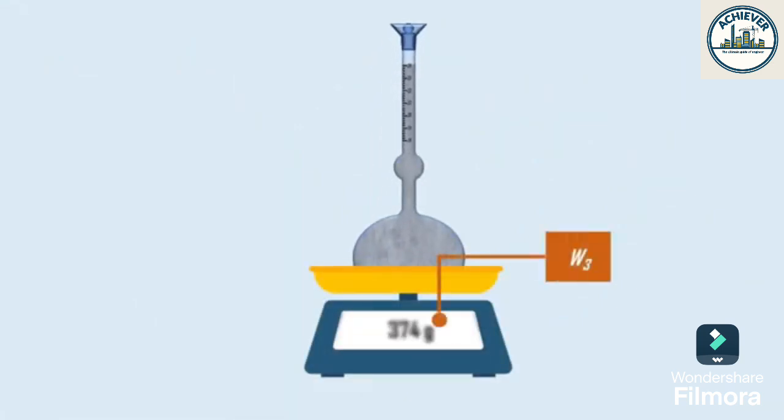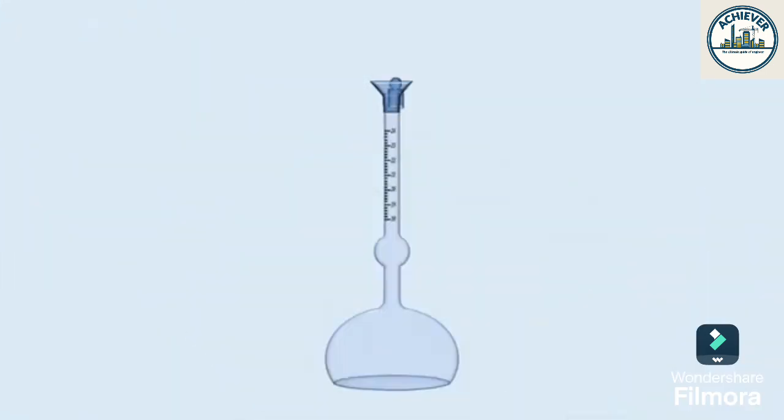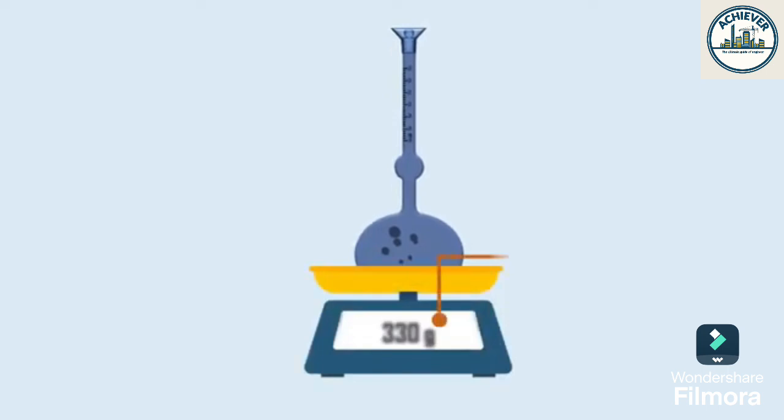The flask containing kerosene, cement, and a stopper is weighed and taken as W3. The flask is then emptied and filled to the top with kerosene. The arrangement is weighed and taken as W4.